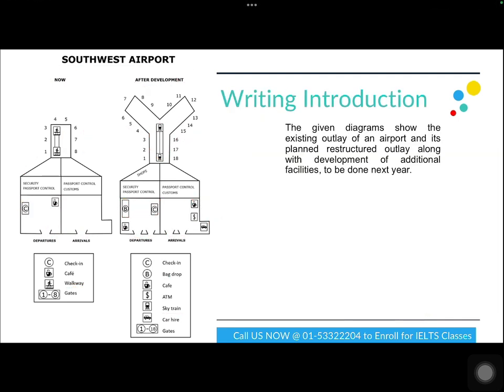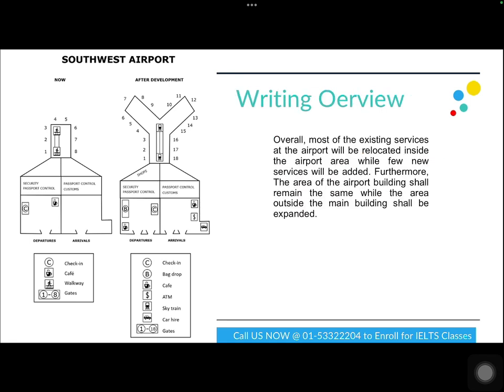Now again, the introduction is pretty much straightforward. You just have to rephrase the question that has been given. So the given diagram shows the existing layout of an airport and its planned restructured layout along with development of additional facilities to be done next year. Here we do not have the question, but it's basically a rephrasing of the question for this figure.